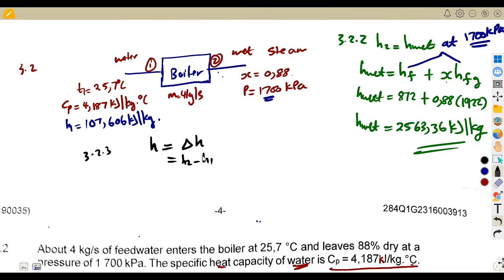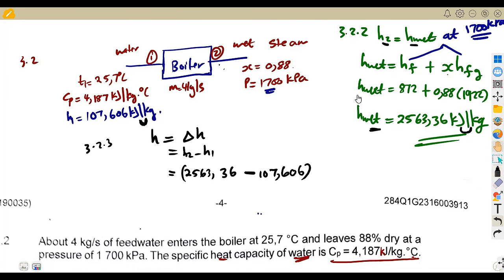If we subtract these two here, we have our H2, which is 2563.36. Remember, this is our H wet. H2, our H wet, minus H1, which is 107.606. We are obtaining the heat that is being transferred in kilojoule per kg, because these units are in kilojoule per kg.